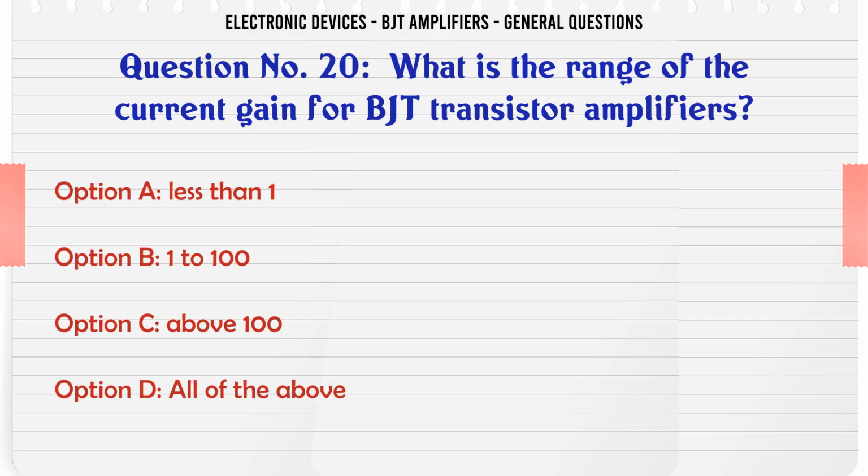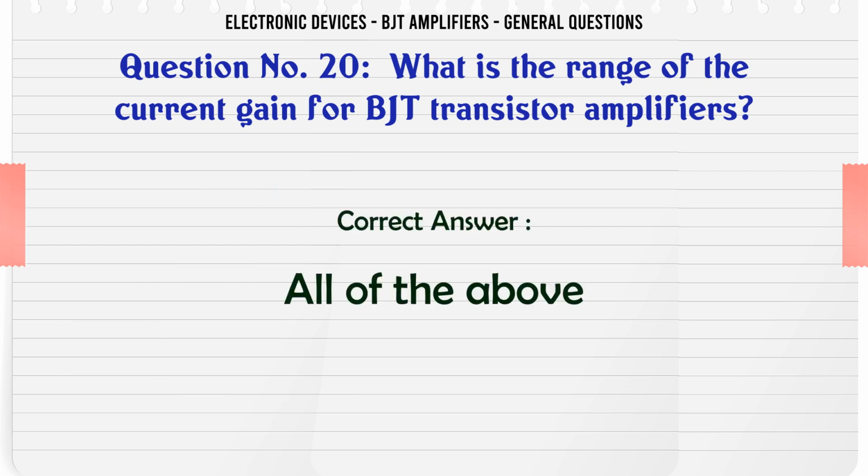What is the range of the current gain for BJT transistor amplifiers? A. Less than 1. B. 1 to 100. C. Above 100. D. All of the above. The correct answer is all of the above.